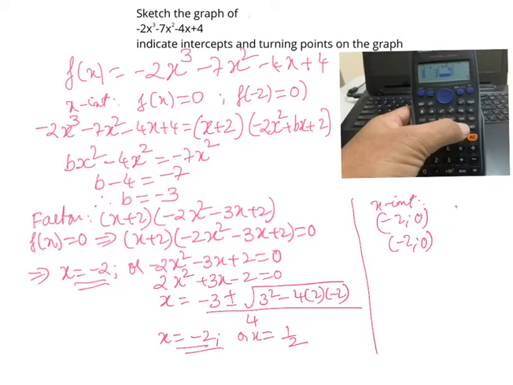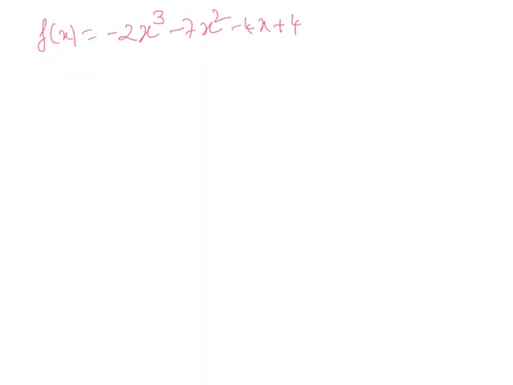I'm purposefully writing it twice. Even if you write only once, it's also fine. But for emphasis, I am writing that roots are repeating. It would be interesting to see what will happen when the roots are repeating in the case of a cubic graph, and also in the case of a quadratic graph. Now we found the x-intercepts. Now the second step is to find the turning points.